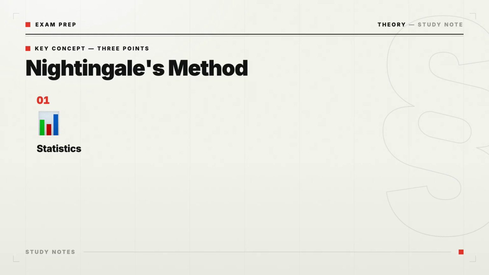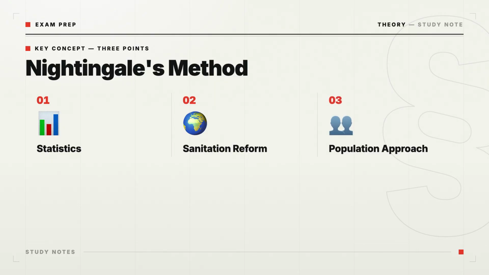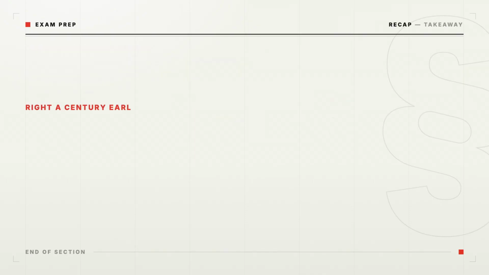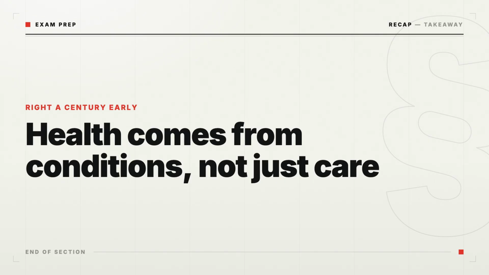She counted deaths by cause over time and presented comparisons that drove policy change, making her a founder of data-driven public health as much as of modern nursing. That pairing of statistics, sanitation reform, and a population-based approach is what gets tested, and it all belongs to her. Sick nursing responds to illness that already happened. Health nursing acts on the conditions that determine whether illness happens at all. Nightingale saw that 100 years before the field built the epidemiology and statistics to prove it.